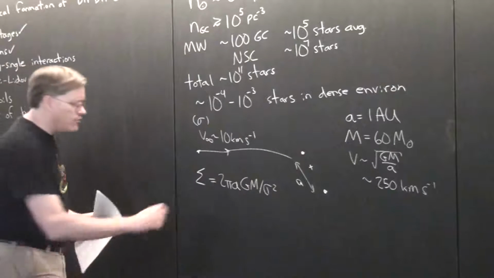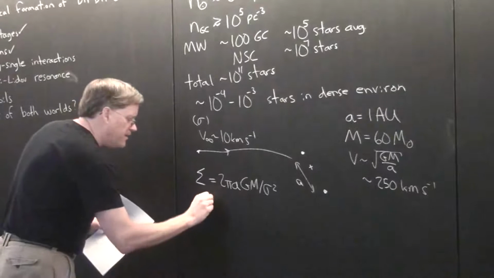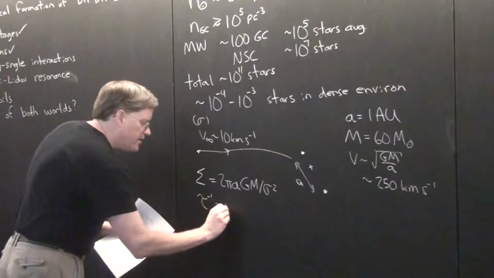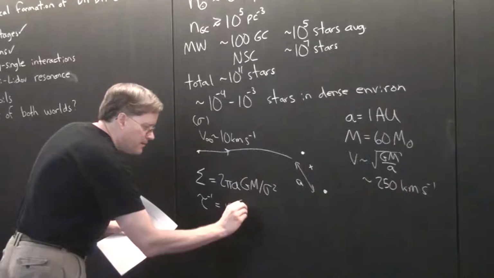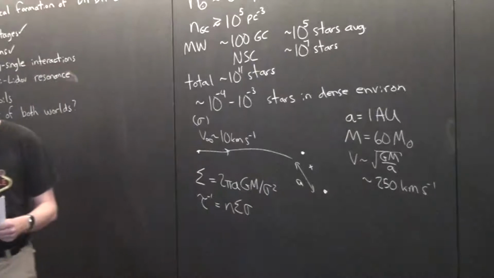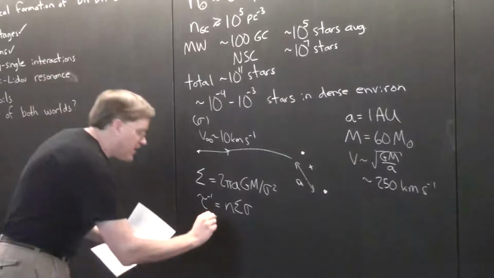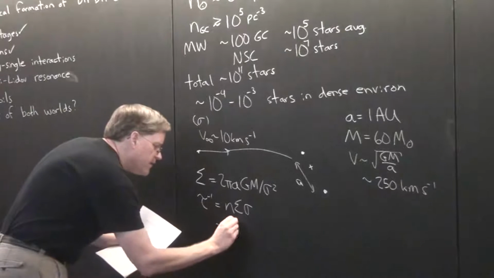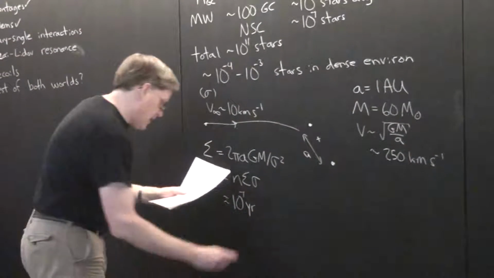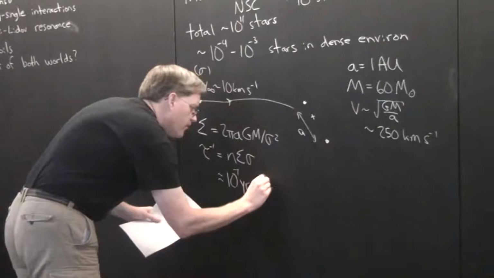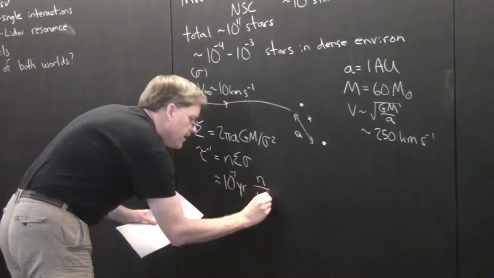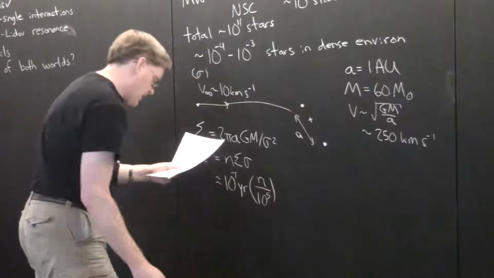And then the encounter rate you have, if you write this as an inverse time, is going to be the number density times the cross-section times sigma, the velocity dispersion. And this turns out to be on the order of 10 to the 7 years times n over 10 to the 5 per cubic parsec.